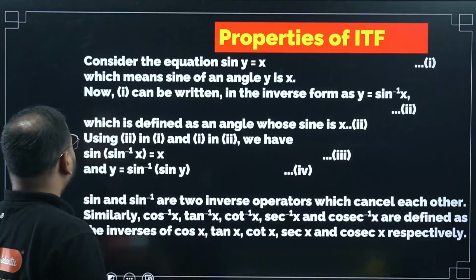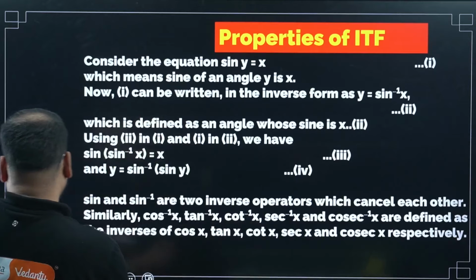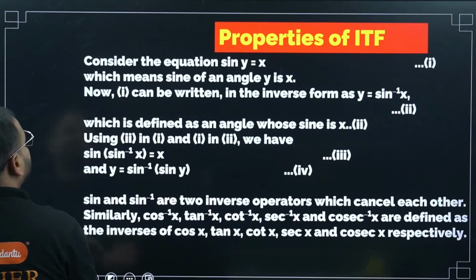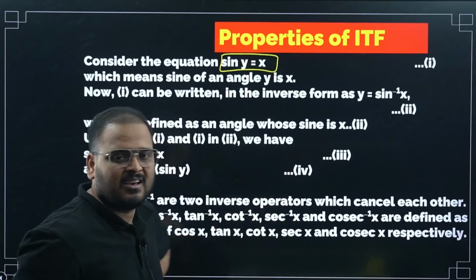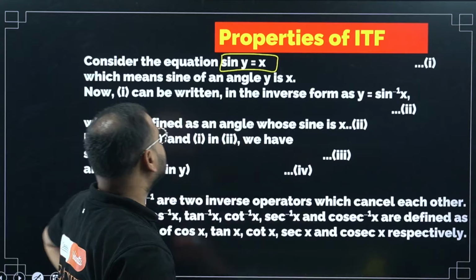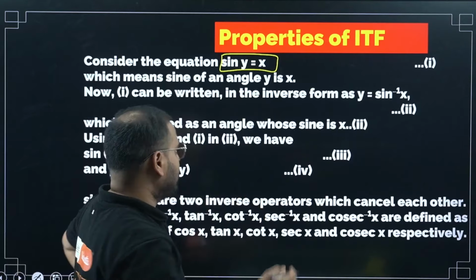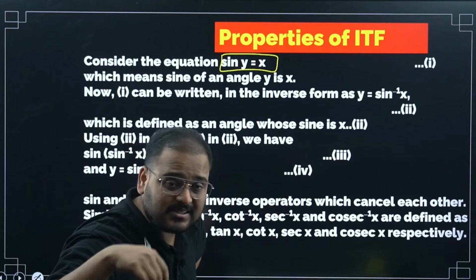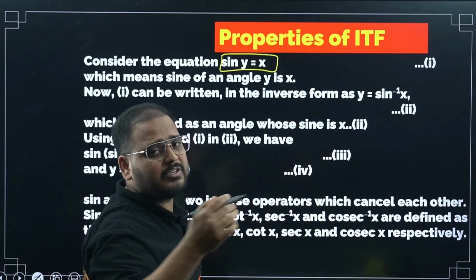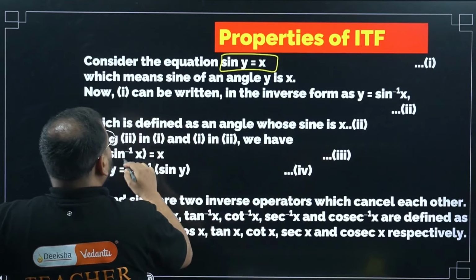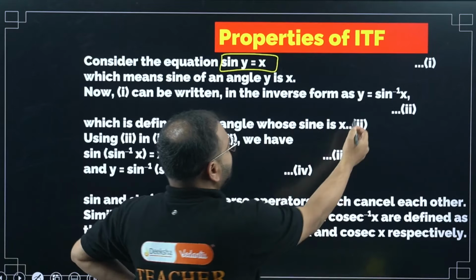Okay, what is next? Now we have some properties on ITF. So I have taken some equations here. First equation is what? Sin y equals x. It's a trigonometric equation. What does it mean? It means sine of an angle y. Y represents an angle, and x is some value which corresponds to that angle. Right, bacha? Okay. Now, I can write this equation 1 again in the inverse form like this.